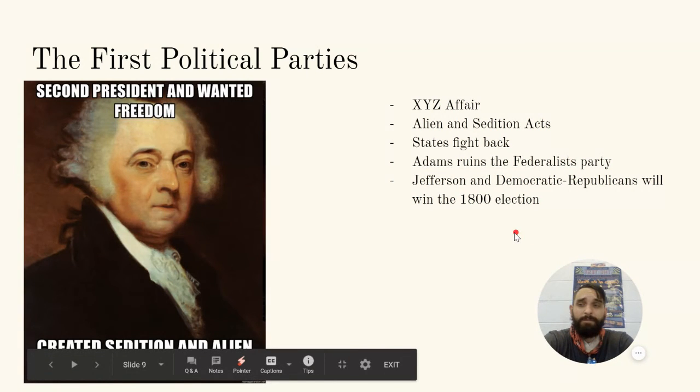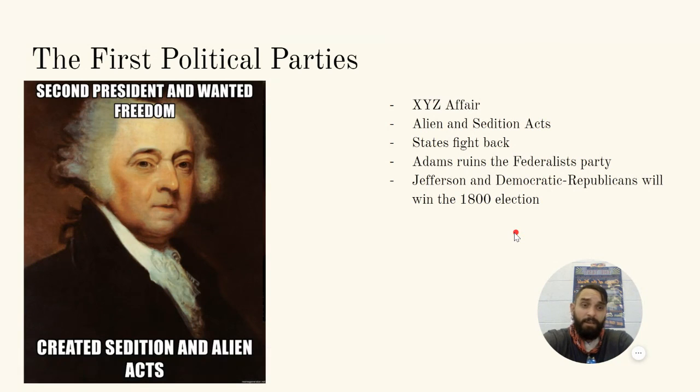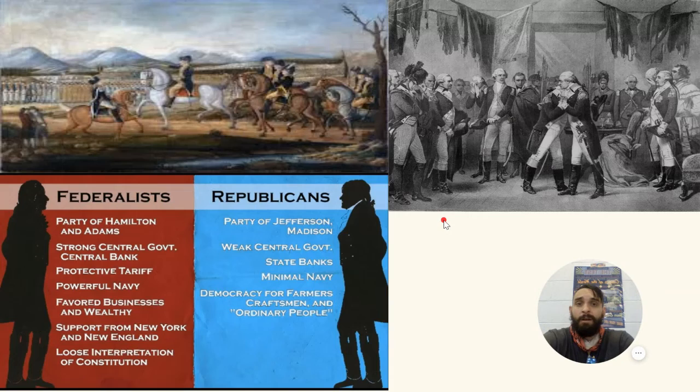But yeah, this was set up because of John Adams' presidency and just the falling apart of the Federalist Party. Thomas Jefferson would end up winning the election of 1800. We will look at that here in about 2 weeks.